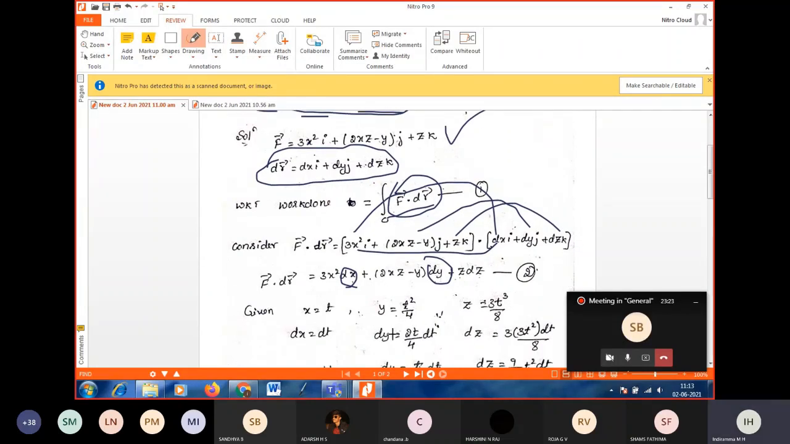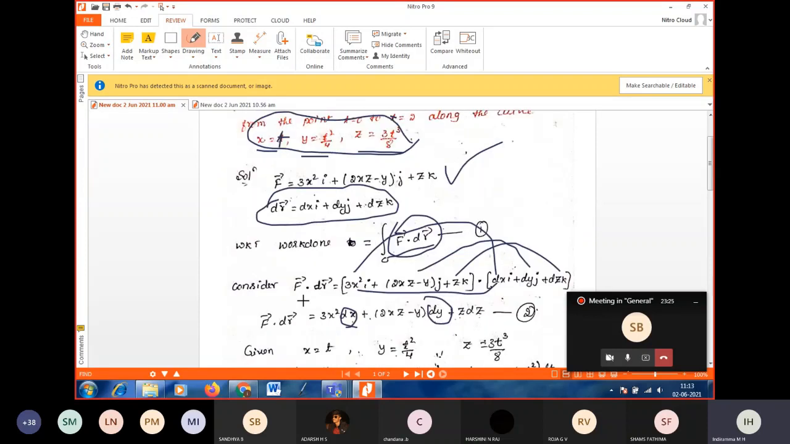Now they have given that x equal to t. If x equal to t, what is dx? dt. Differentiate on both sides. If y equal to t square by 4, what is dy? The differentiation of the RHS is 2t by 4 into dt. 2 ones are 2, and the 2 and 4 cancel. That is 1 by 2 t into dt.